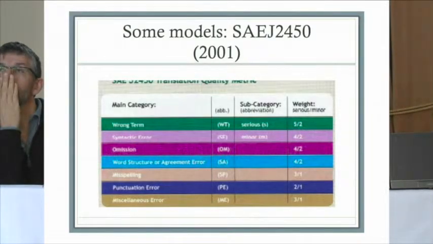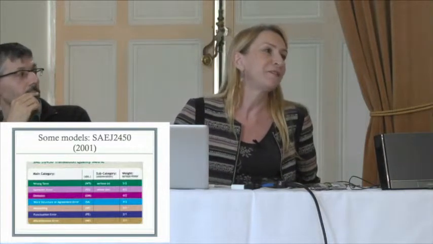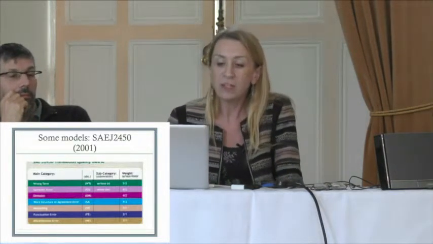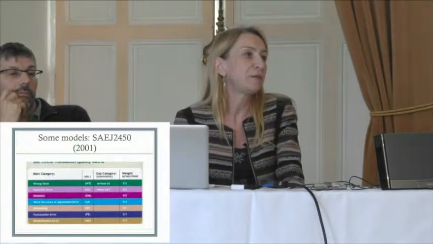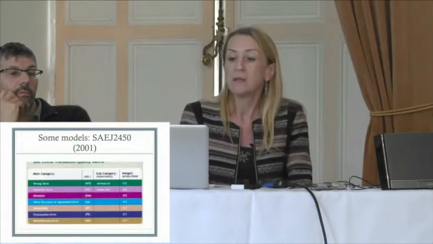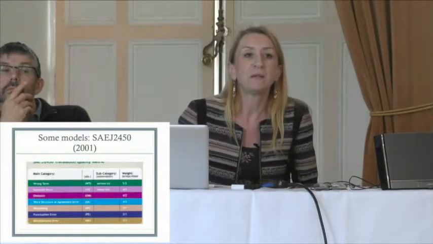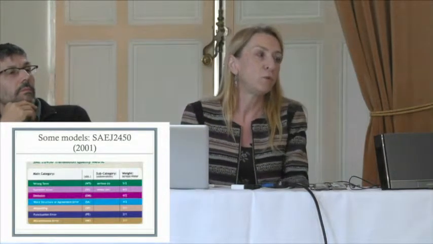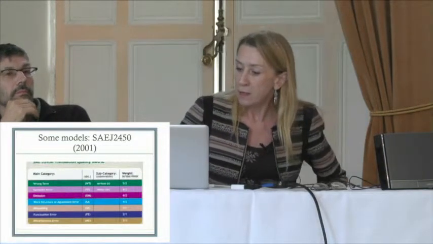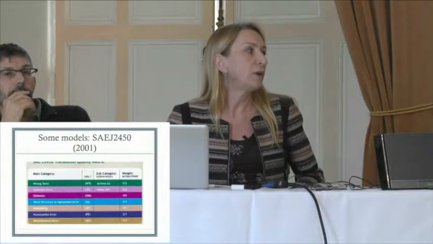An interesting model that was developed at the beginning of the year 2000 was the SAE J2450, which has been developed by the automotive industry in the US. It was interesting because there were very few categories, but mainly aimed at evaluating content, and the interesting thing was that you could weight the error. And there were guidelines to tell you how to decide. For example, in doubt, always choose major over minor.